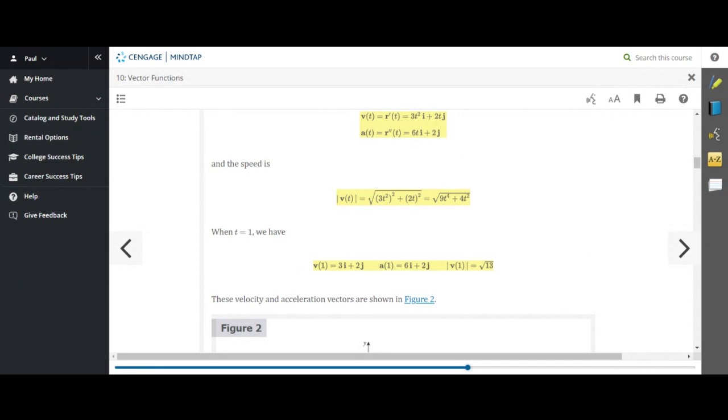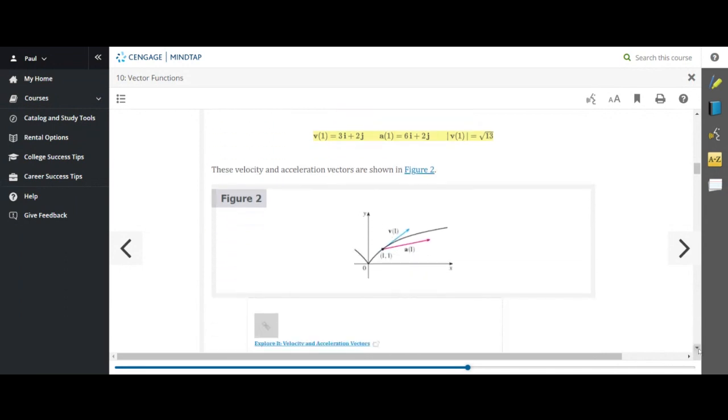Now, if we were to look at a figure of this, here's figure 2. It shows the position vector r of t, and at the point t equals 1, you're at the coordinate (1, 1), and they've drawn the velocity vector, which is tangent to the space curve at the point (1, 1). The velocity vector at time equals 1 is tangent to the space curve at time equals 1. And then there's an acceleration vector as well that they've drawn. That's just those vectors up there in yellow.